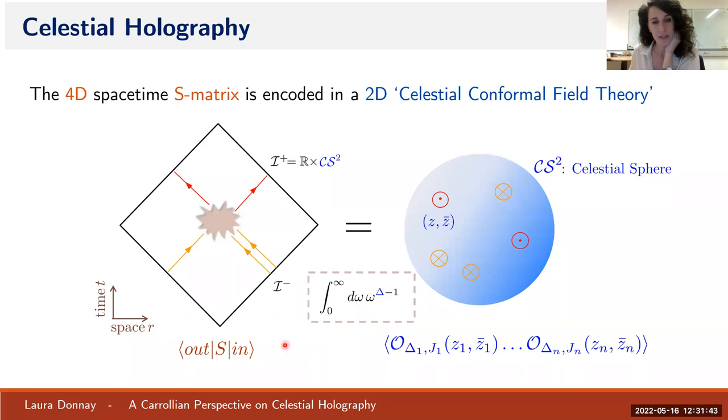Written in this boost eigenstate basis, the scattering elements by construction transform covariantly under SL(2,C). The conjecture is that we now want to interpret these scattering elements as a totally different object, a two-dimensional correlation function, which involves a bunch of operators. Each operator corresponds to creating or annihilating a massless particle. Each massless particle enters the spacetime coming from Scri minus, and when it comes at a given energy, it crosses the celestial sphere at some point z, z bar, and similarly for an outgoing particle. Each of these massless particles is associated with an operator living on the celestial sphere, curly O, labeled by this quantum number delta.